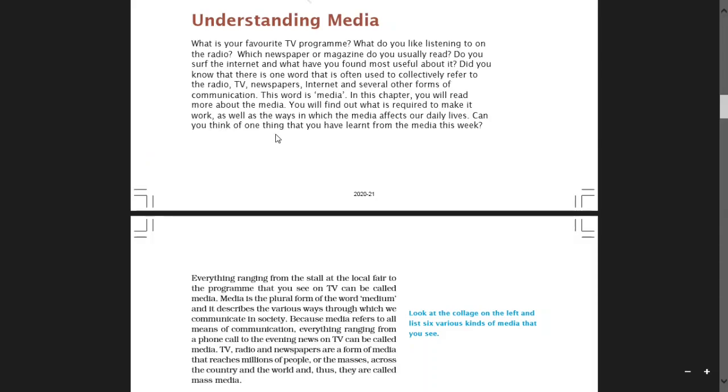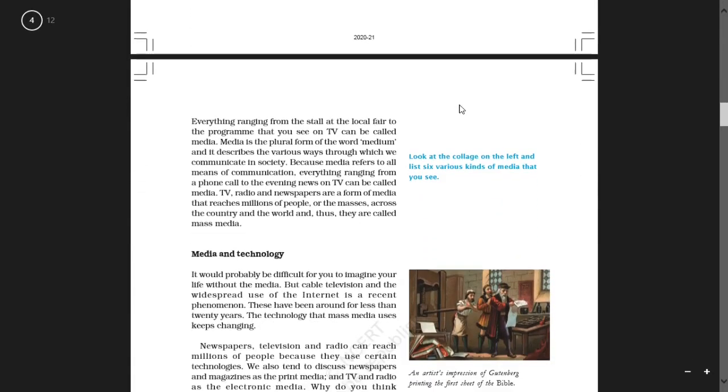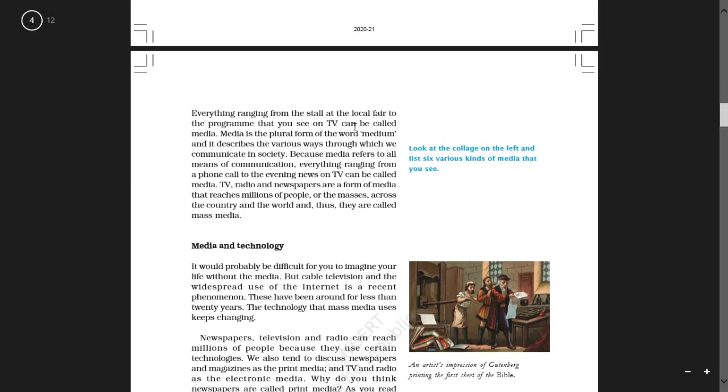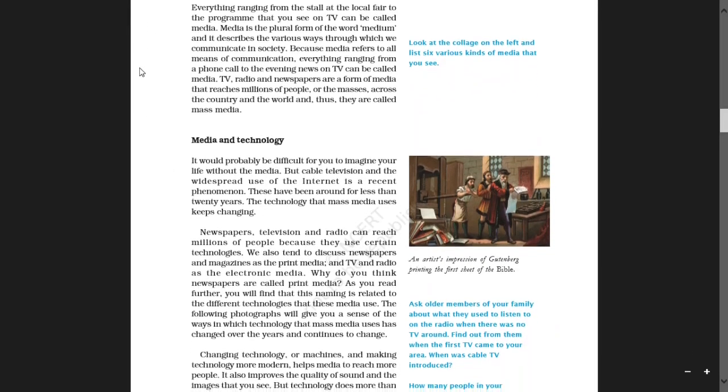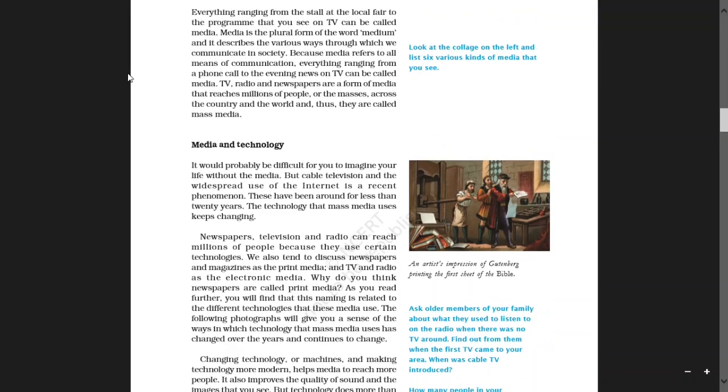Can you think of one thing that you have learned from the media this week? This was a question asked of you again here. Can you think yourself of one of the things that you have learned from the media this week? Everything ranging from the stall at the local fair to the program that you see on TV can be called media.